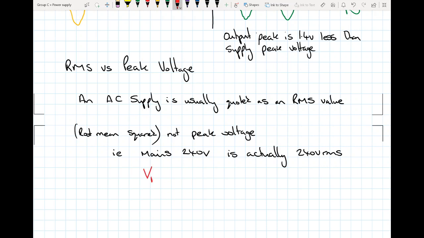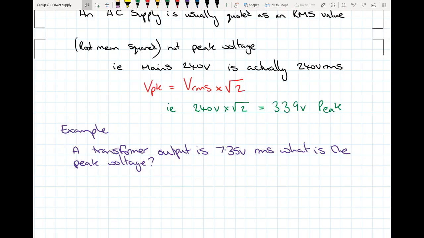It's pretty simple for us to convert between peak and RMS. So the voltage peak equals the voltage RMS times root 2. In general, if you're converting from RMS to peak, then your peak value should be a lot bigger than your RMS value. So if we take our 240 volts RMS, then that works out to be about 339 volts peak. So if we take a typical example where we've got to convert our RMS from our transformer into a peak voltage, so we can do some calculations to say what output voltage we got from our rectifier.